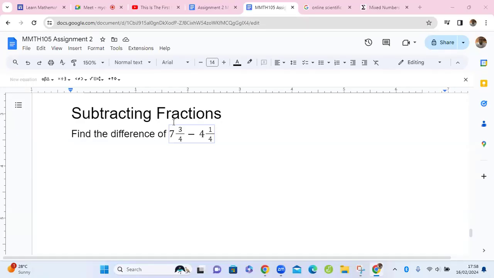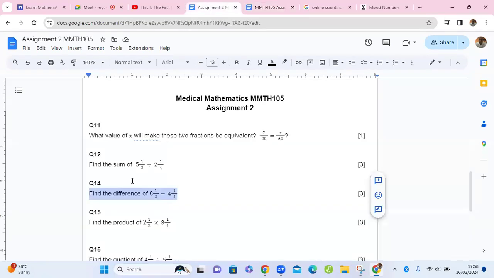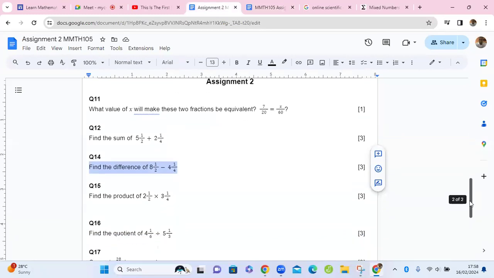So here we are going to subtract fractions. Here we have an example. It says subtract fractions. Find the difference of 7 3/4 minus 4 1/4. Bear in mind, this is to exemplify question number 14 in assignment 2, which is subtraction of fractions.